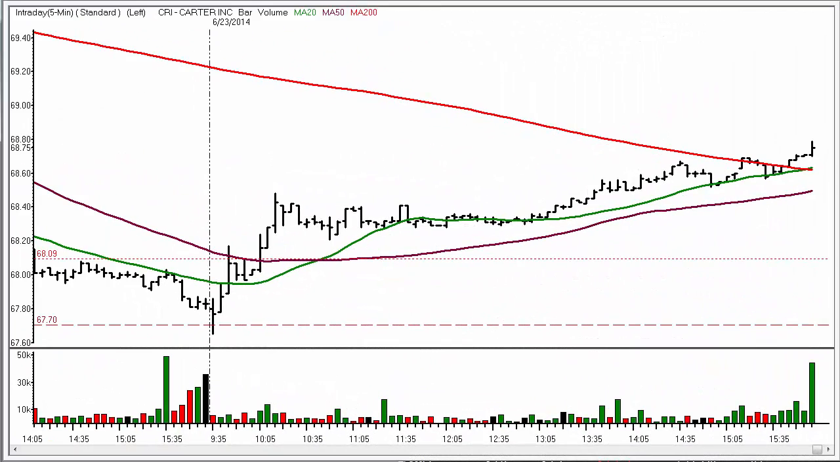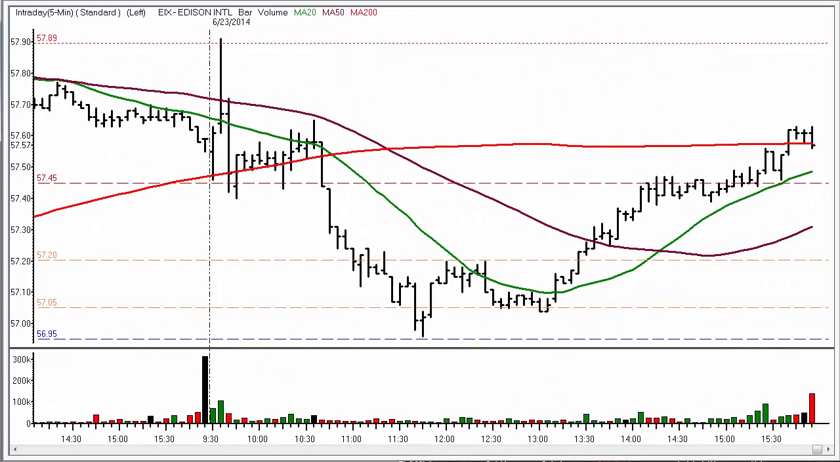Next one on the plan was Carter's Incorporated, ticker symbol CRI, and here we see this one opened, traded down to the entry trigger, 67.70, and then went up and hit the stop loss at 68.09. So 39 cents, all automated, got us in right on that opening bar and got us right back out again when the stock hit this stop loss line.